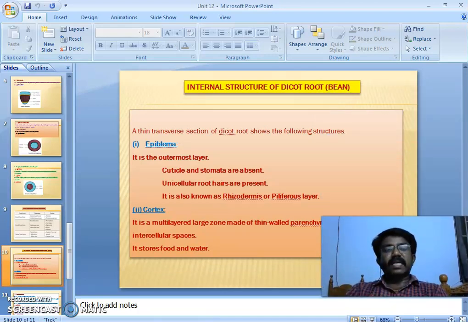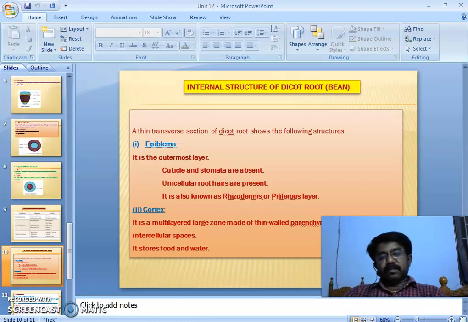Next, internal structure of dicot root. Example, bean. It is a dicot plant. A thin transverse section of dicot root shows the following structures. Epiblema. It is the outermost layer. Cuticle and stomata are absent.